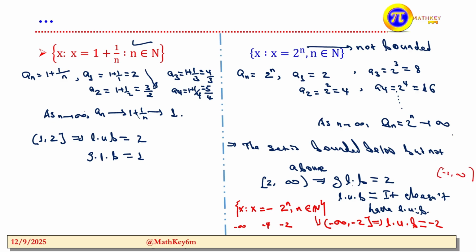From these upper bounds, which one is the least upper bound? That is negative 2 here. And here we come to 2 to positive infinity. From this, what are the lower bounds?